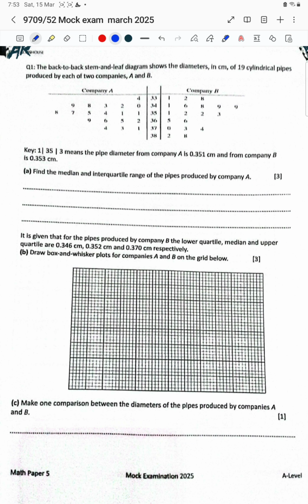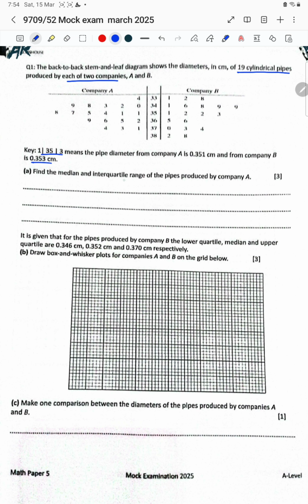Question number one says the back-to-back stem and leaf diagram shows the diameter of 19 cylindrical pipes produced by each of two companies. The key says 135/3 means the diameter of company A is 0.351, and likewise for company B, 0.353 centimeters. The key indicates that all the diameter values are decimals starting from 0.3 and more.